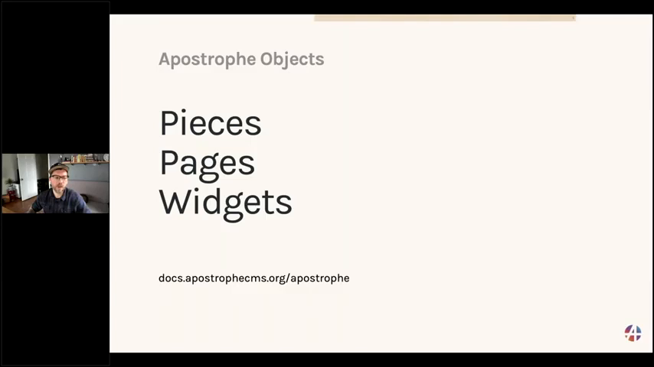Pages probably are pretty self-explanatory. They're individual pages. You can add managed pages, where you have editable areas, or you could even add a static parked page if you really wanted to. Pages are hierarchical and can be managed as a tree. And then widgets are basically just areas to add inline editable regions to pieces or pages. I'll cover that a little bit later. And if you want to look at the documentation, that's a good starting point for Apostrophe CMS docs.